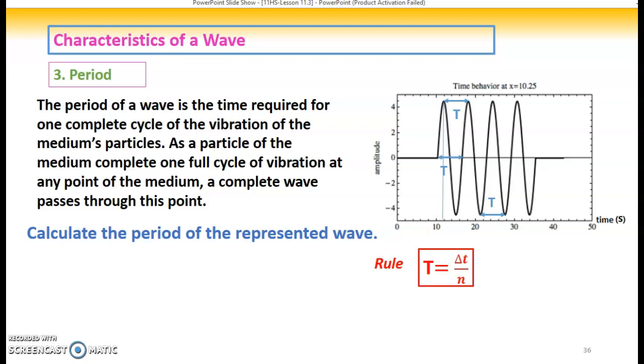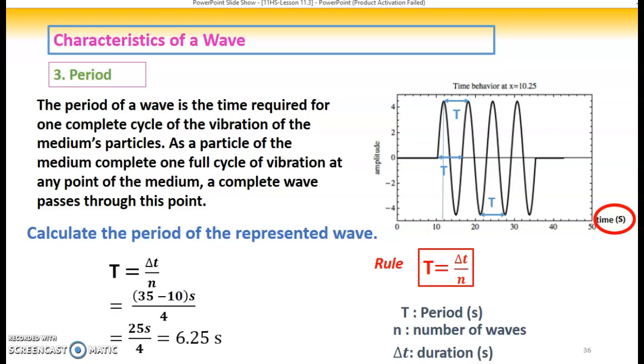As you can see here, the rule is T, capital T is the period, equals delta T, which is the duration, over n number of waves, where T is the period in seconds, n is the number of waves, and delta T is the duration in seconds.